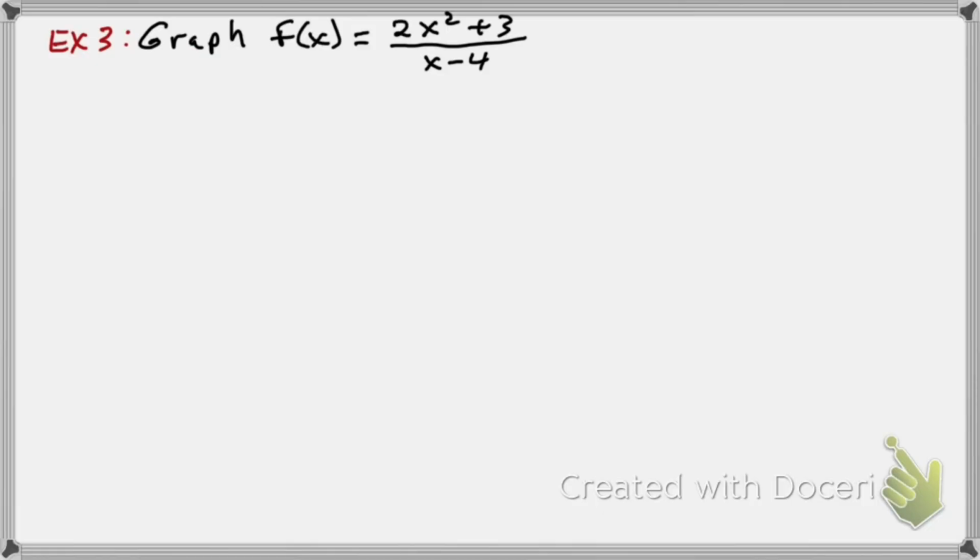Okay, last example. I want to find my vertical asymptote. So I set the denominator to 0, I solve it, and I realize I've got a vertical asymptote at x equals 4.